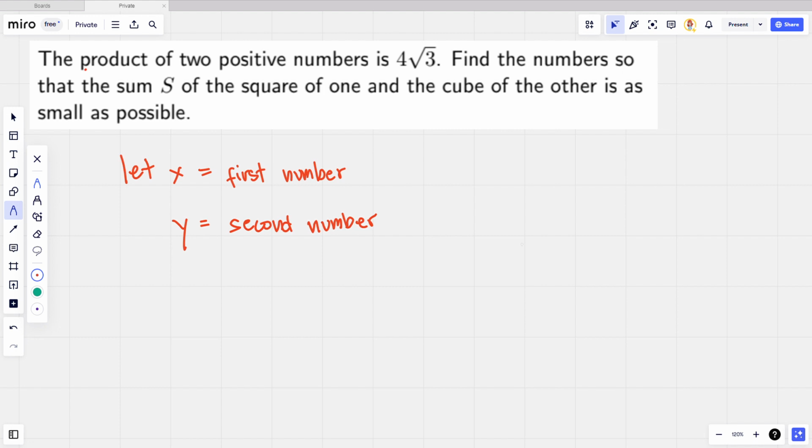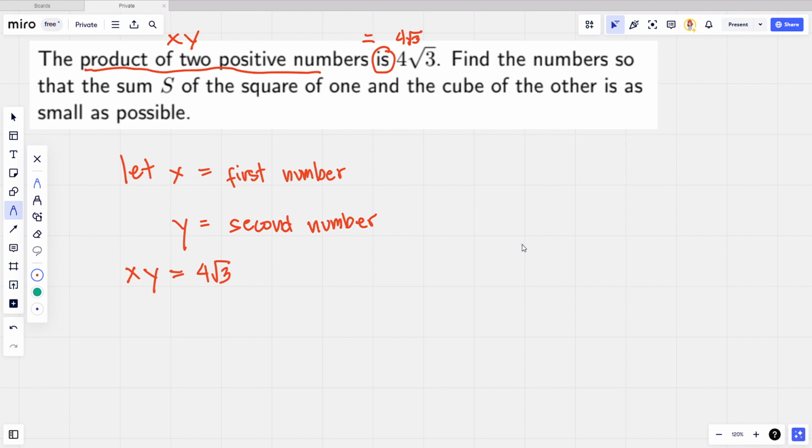The first one says the product of two positive numbers. Since it's a product, we need to multiply the two numbers: our first number x multiplied by our second number y. The word "is" means equals 4 square root of 3. So the product of the two positive numbers, xy, is 4 square root of 3. From there, we have our first equation.